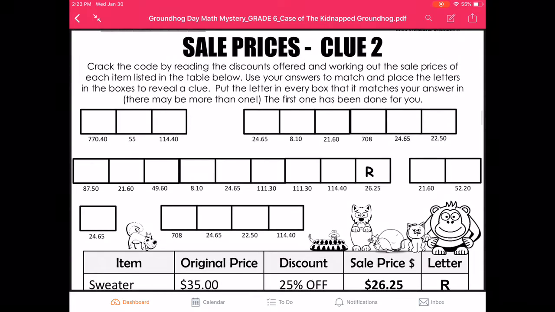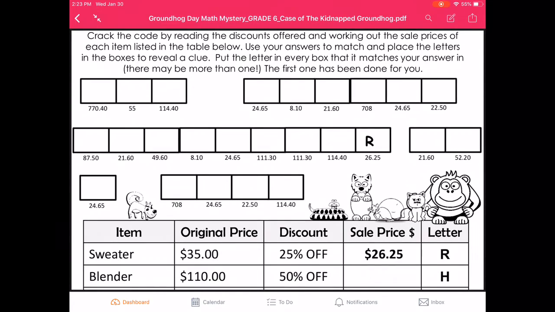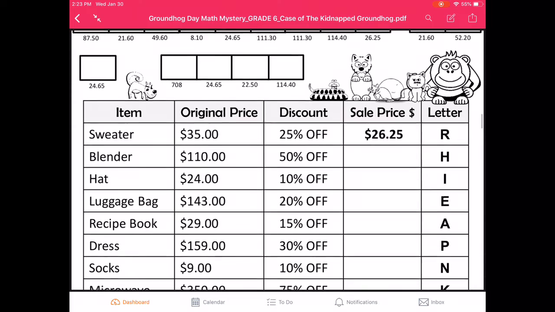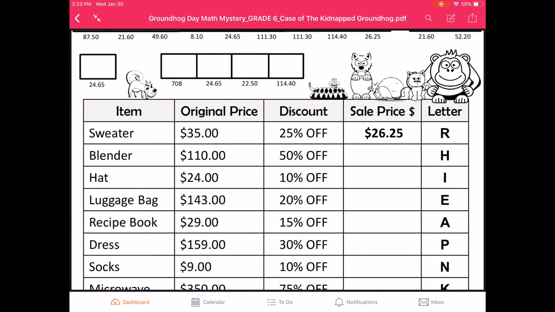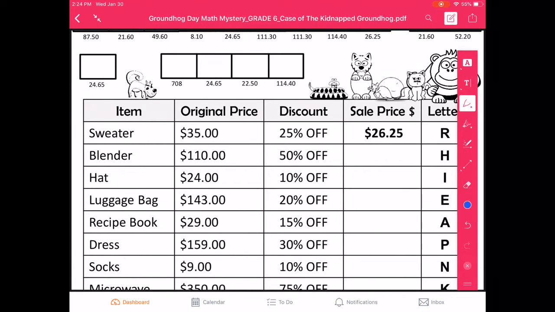Clue number 2, sale prices. Okay, so I'm assuming that there are going to be a lot of questions on this one, so please watch carefully. We are still going to use equivalent fractions to help us solve these types of problems here. So I'm not going to do the blender because you guys should probably know that 50% is the same as half. So if you find half of 110, I believe your answer is 55. So that one you can probably do mentally in your head.